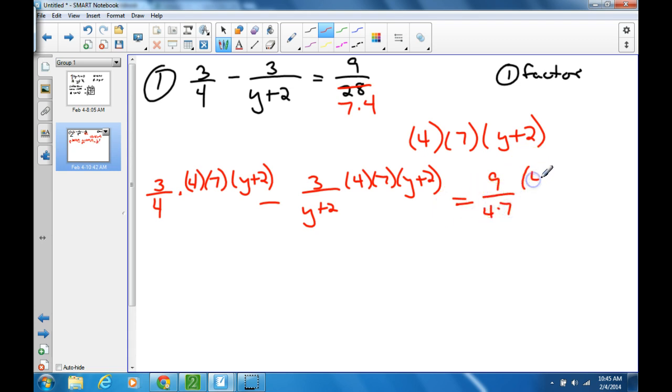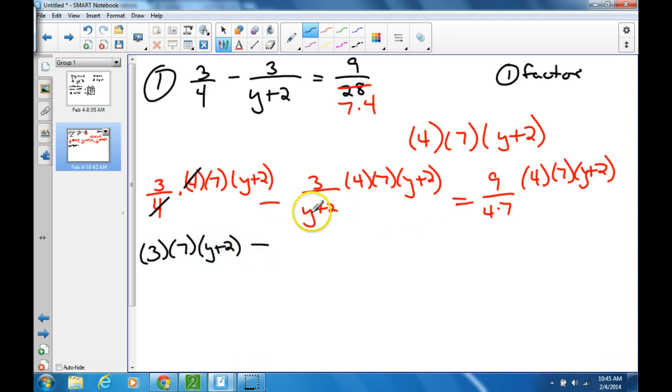You're going to go through and cancel some stuff out now. Look at the first term. What can I cancel out of that one? A 4. So I am left with 3 times 7 times y plus 2 now. What can I cancel out of the second term? Y plus 2. So I'm left with 3 times 4 times 7. What can I cancel out of the last one? 4 and 7. So I'm left with 9 times y plus 2.